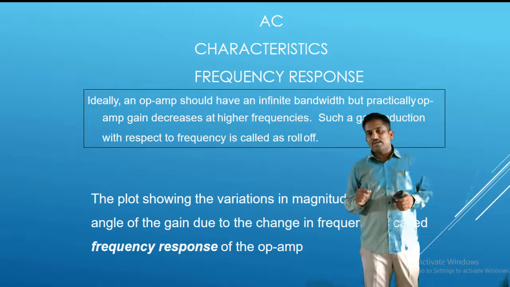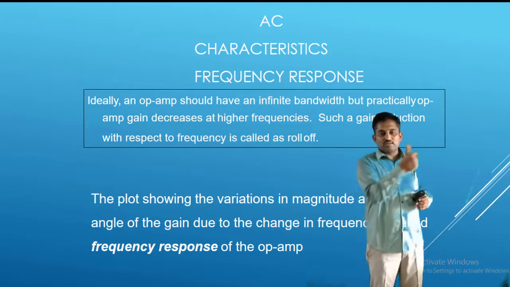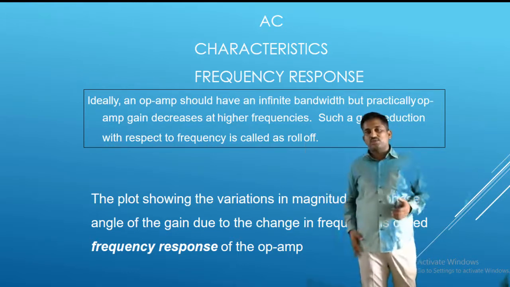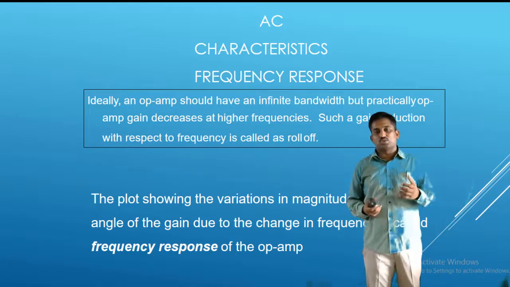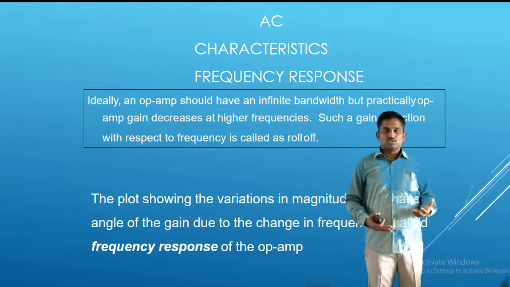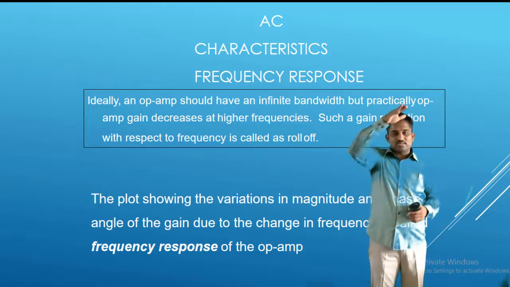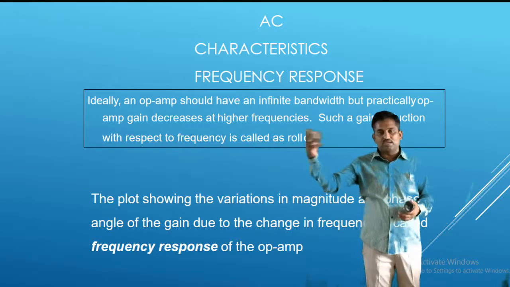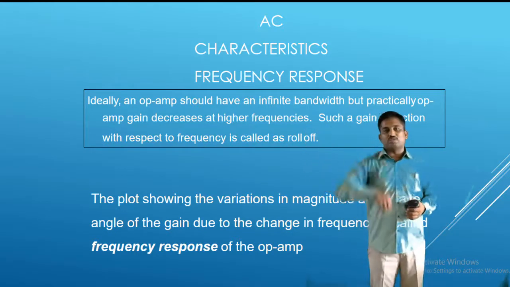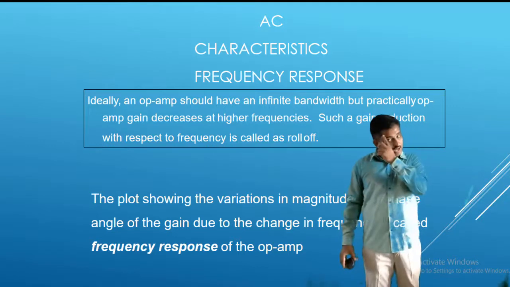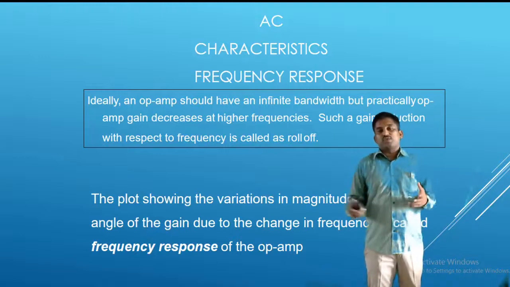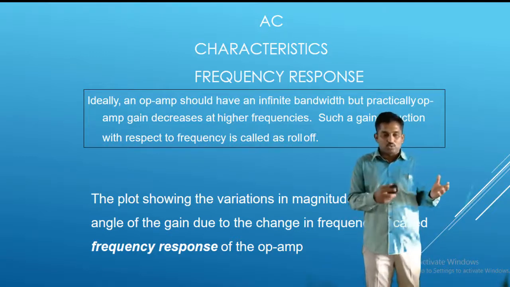This capacitive component doesn't show any variation at lower frequencies. But when you increase the frequency, the capacitance shows decreased reactance. So the gain decreases at a rate of minus 20 dB per decade or plus 20 dB per decade, depending upon the polarity of the input voltages applied at the op-amp. Such a gain reduction with respect to frequency is called gain roll-off.